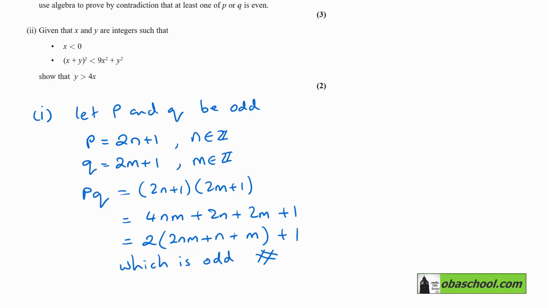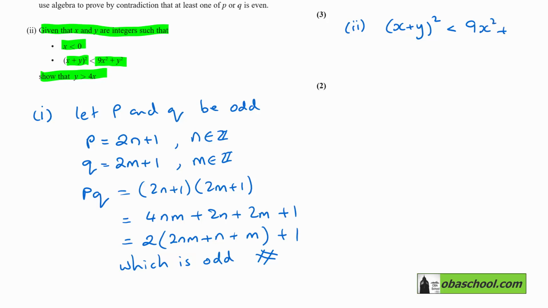Now let's look at part 2, which says that given that x and y are integers, such that x is negative and (x plus y) all squared is less than 9x squared plus y squared, we want to show that y is greater than 4x. So let's start with (x plus y) all squared is less than 9x squared plus y squared.